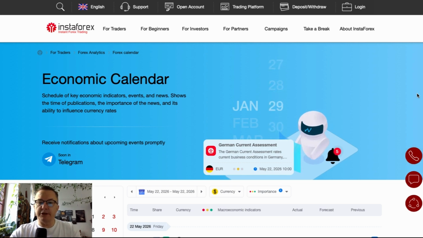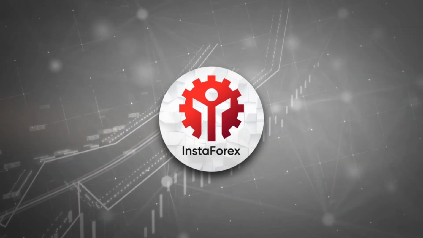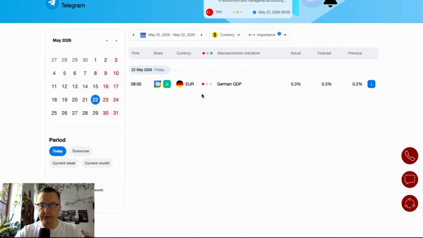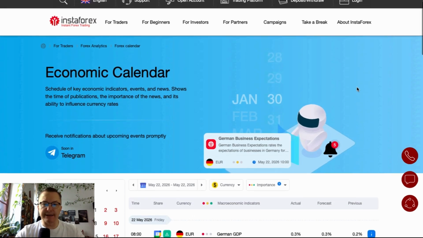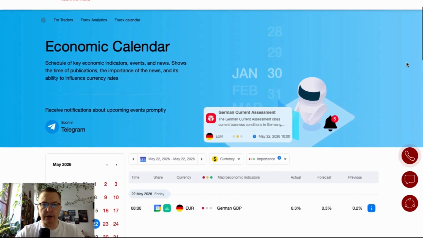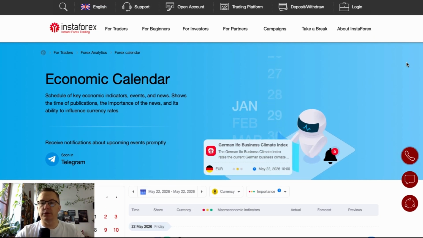Today is Friday, May 22nd, 2026. Let's take a look at the economic calendar for today. Very important data releases. Only one is for today and it's already been done. German GDP in line with the expectations, 0.3% up from 0.2% last time. So a little bit of an increase in the GDP in Germany, and that's about the very important data releases from the economic point of view. So without any further ado, let's switch to the charts and we start with euro dollar.